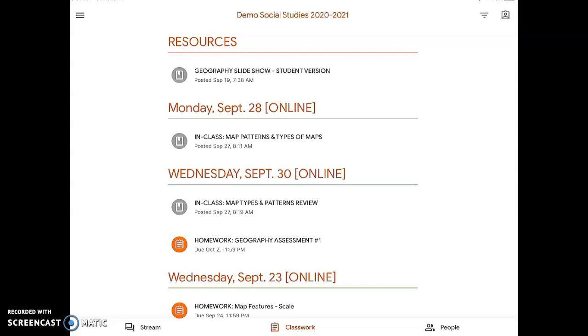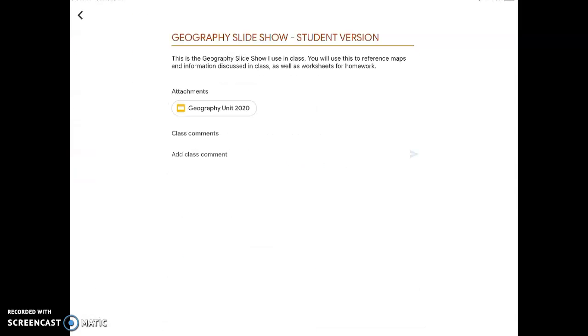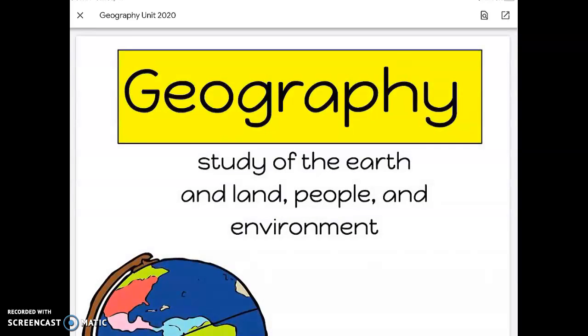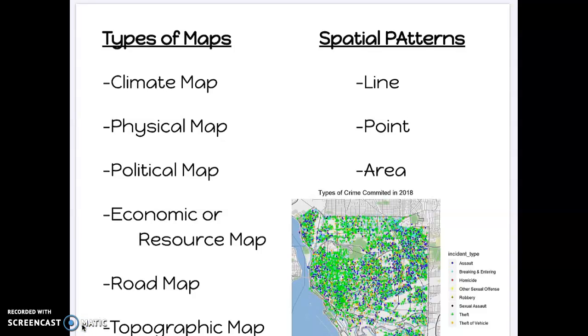So going into our geography slideshow, when I click on this at the top, it'll bring up our slideshow. I can go into our geography slideshow and scroll through. We're going to start on slide 26 and work through slide 36 as a class. So again, we're talking about different types of maps and different types of spatial patterns.